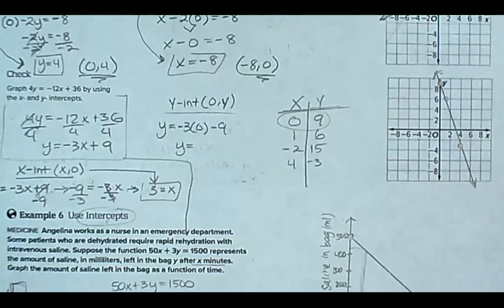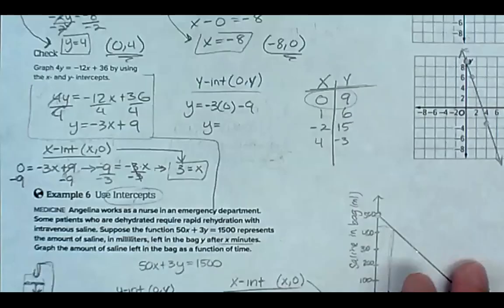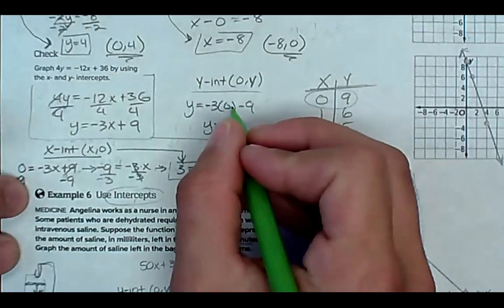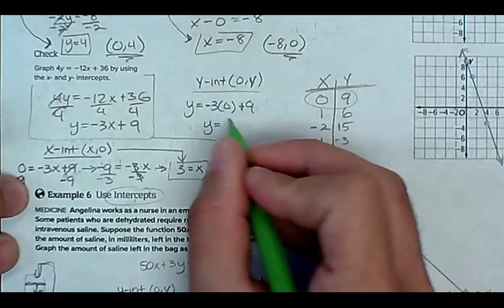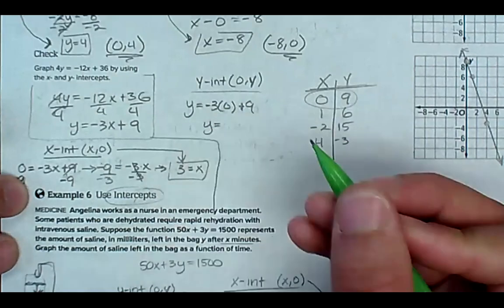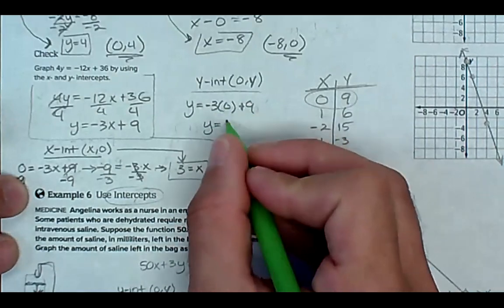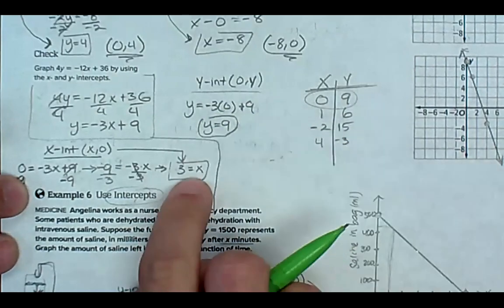Nothing crazy happens. Don't worry about what do I do? That's an easy fix. Once again, this is a plus 9. So a negative 3 times a 0 goes away. Now we got 9. Done. X-intercept, y-intercept.